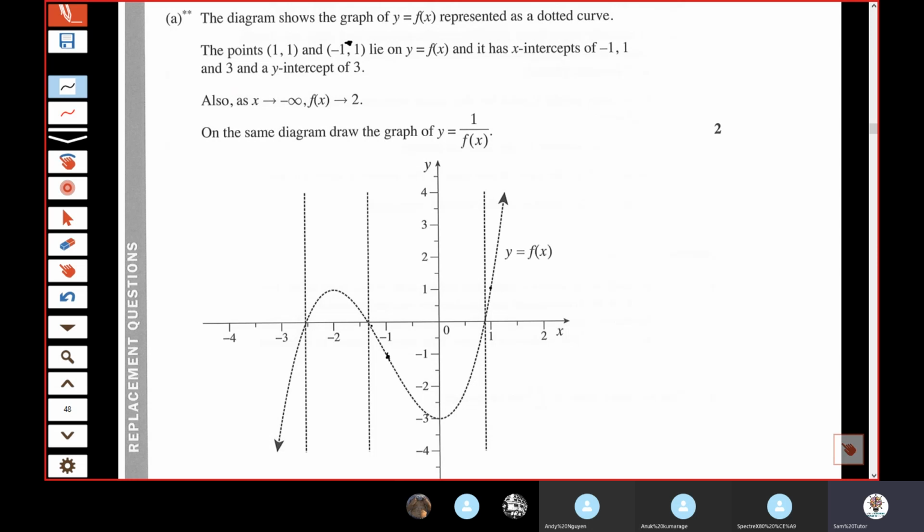It has x-intercepts of negative 1, 1, and 3. Wait, what is happening here? Okay, I'm going to start again. The diagram shows a graph of y represented as a dotted curve. This is a dotted curve, okay? The points 1 and 1, and negative 1 and 1 lie on f of x. It has x-intercepts of negative 1, 1, and 3, and a y-intercept of 3.